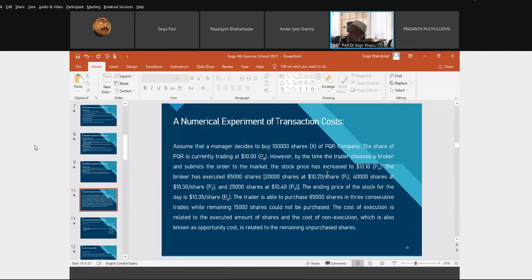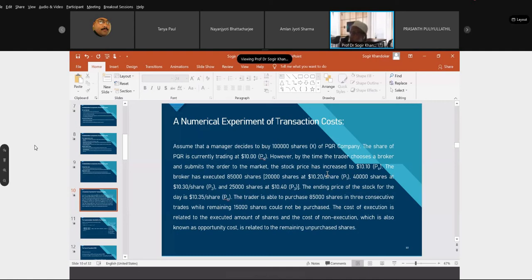So let's consider a scenario where a manager decides to buy 100,000 shares of PQR company, where the shares of PQR are currently trading at $10. We denote this by PD. However, by the time the trader chooses a broker and submits the order to the market, the stock price has increased to $10.10, which we denote by P naught.